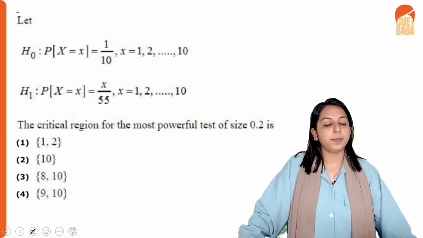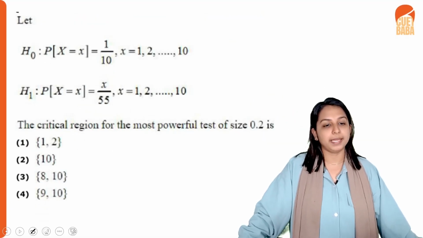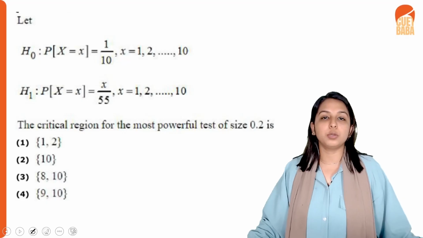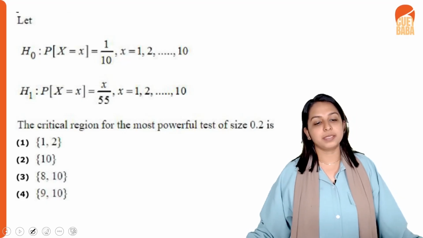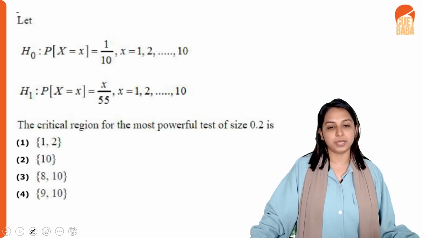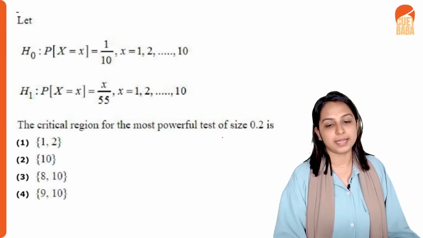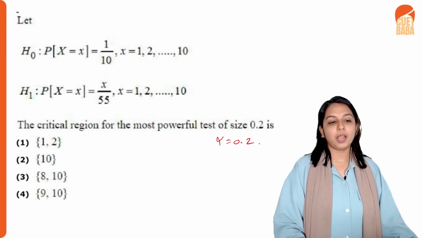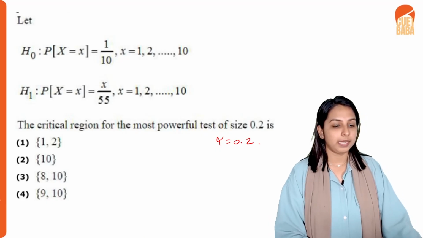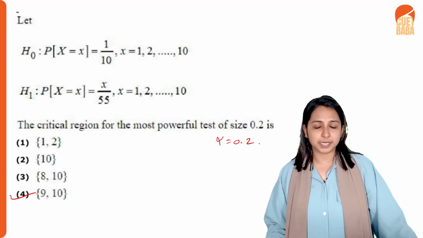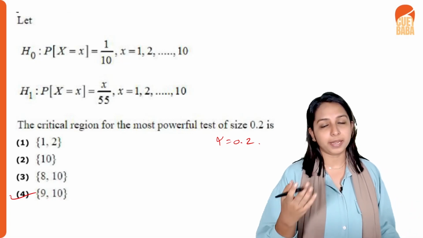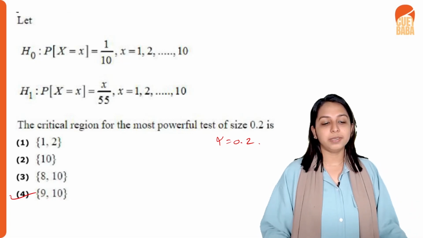Let H0 be such that probability of X equal to x is 1 by 10 for x equal to 1 to 10, and H1 such that probability of X equal to x is x by 55 for x equal to 1 to 10. The critical region for the most powerful test of size 0.2 is again a similar question, that is, size alpha is given as 0.2, and we have to find out the critical region for this given question, and the answer will be option 4, set 9, 10. Since we have already discussed many questions related to critical region, size, power, etc., I am not explaining again how to do this. Answer will be the fourth option.